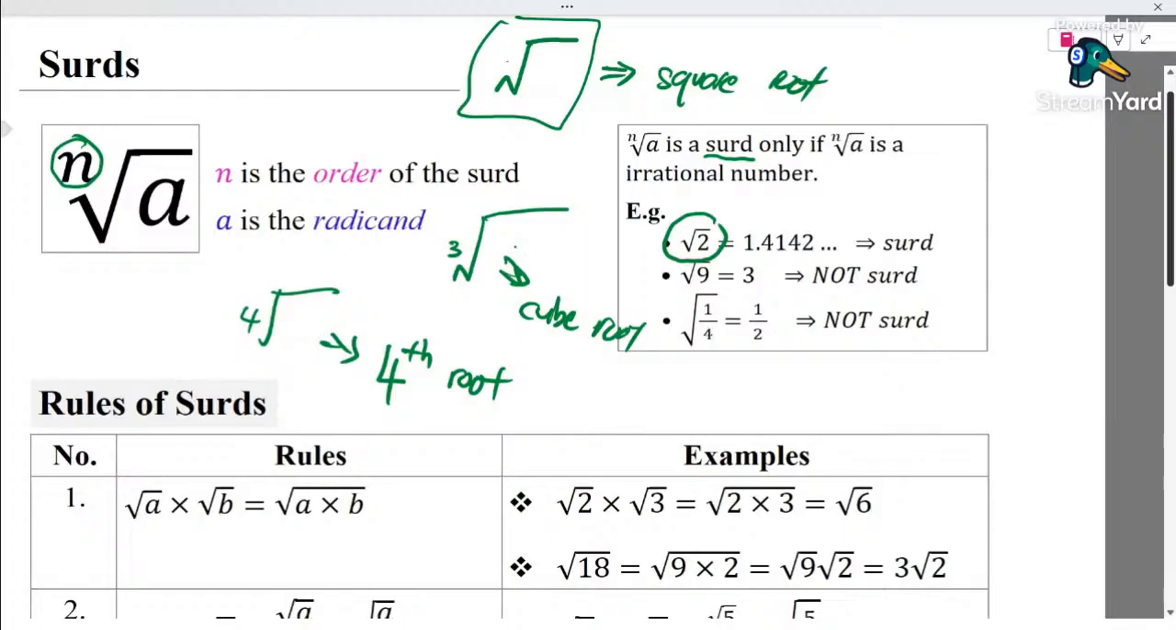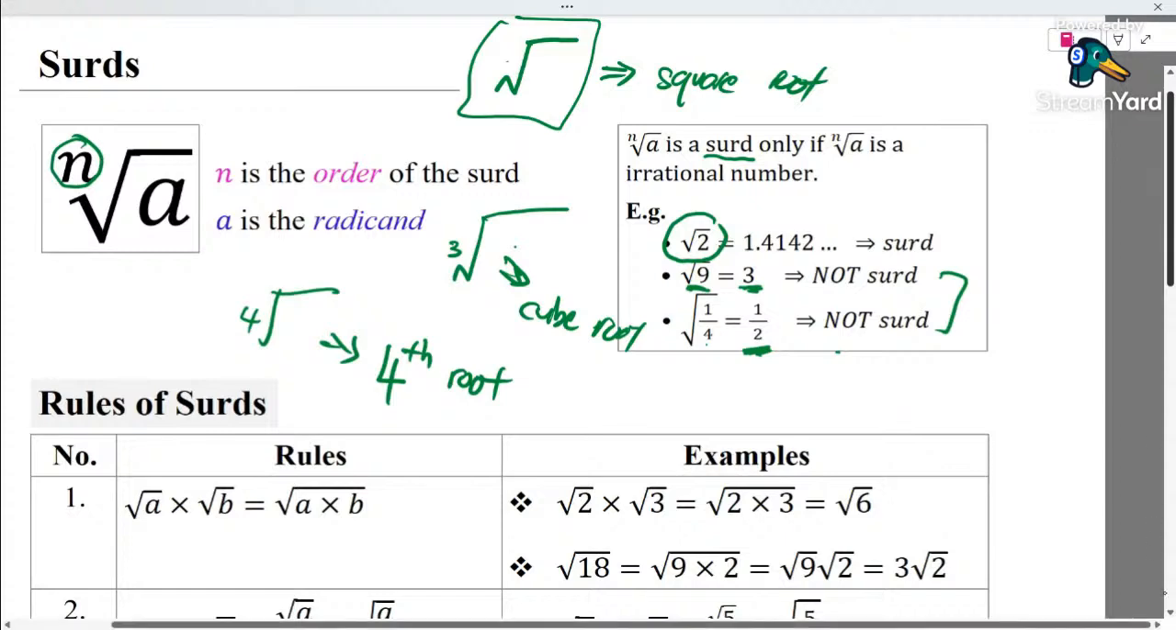If it can convert into an integer or fraction, then that is not a surd. For example, square root of 9 is not a surd because square root of 9 is 3. 3 is an integer. Square root of 1 over 4 is also not a surd because it can convert into the fraction 1 over 2. So the idea of a surd again does not refer to the root sign, but to whether the result after you have the root sign can change to a fraction or integer or not. If you can change it to a fraction or integer, like these two cases here, it is not a surd.